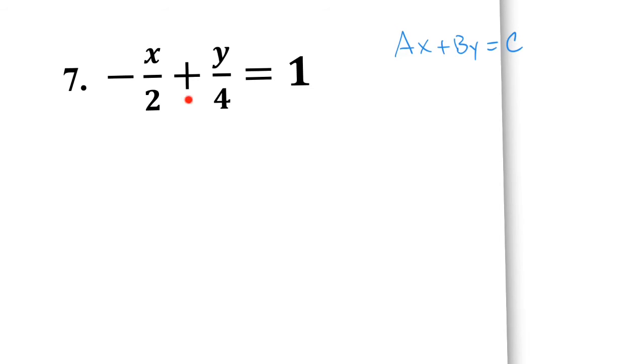So look at number 7. Number 7, you got fractions, so we have to get rid of the fractions. And if you notice, the x is negative, so we have to get rid of that negative as well. But the good thing is that x and y are on the same side of the equation. So to get rid of the fractions, you just need to multiply by the lowest common denominator. So I'm looking at the two denominators, 2 and 4, and my lowest common denominator is 4.